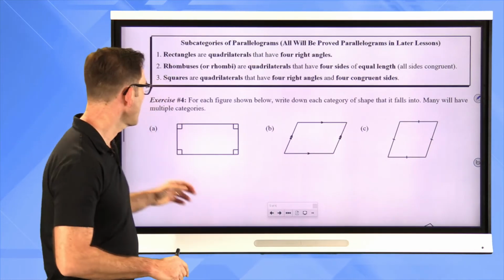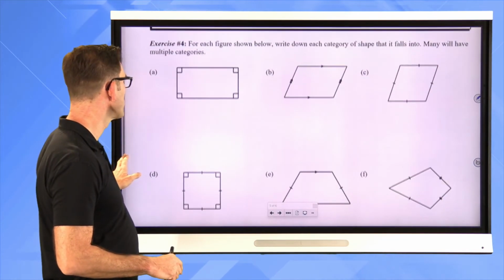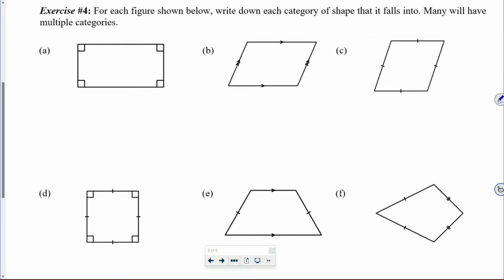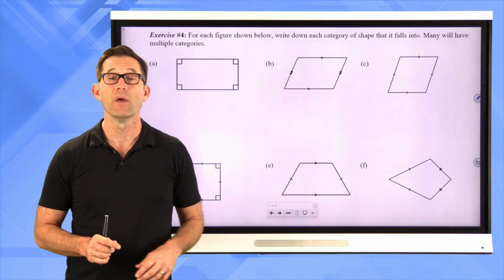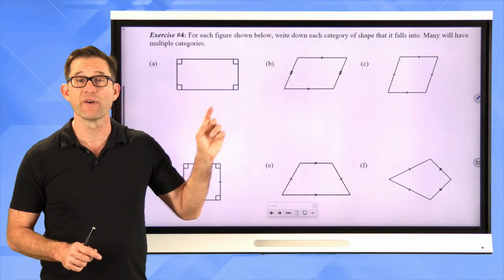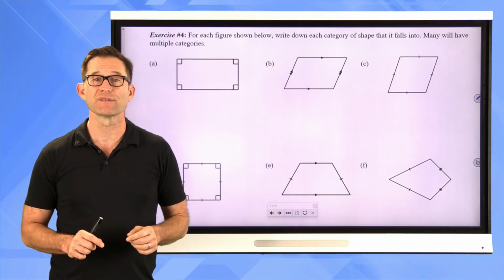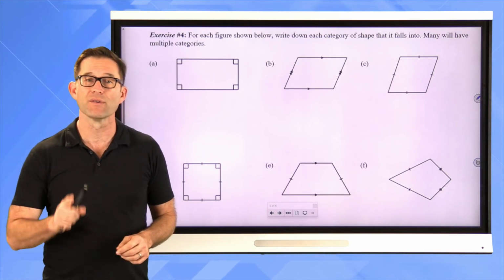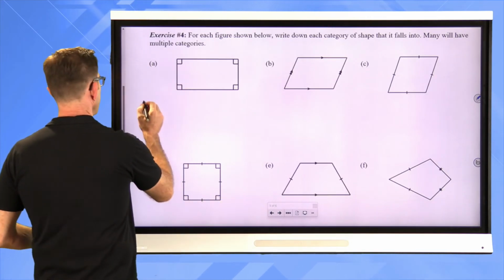So let's take a look at exercise number 4. For each figure shown below, write down each category of shape that it falls into. Many will have multiple categories. Great. So for instance, this first figure has 4 right angles, and because it's got 4 right angles, it is a rectangle.